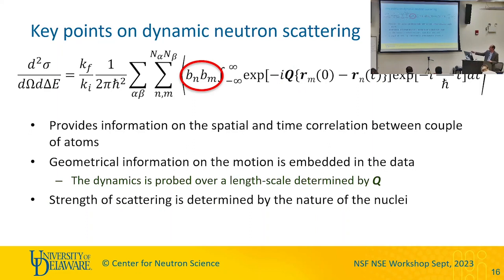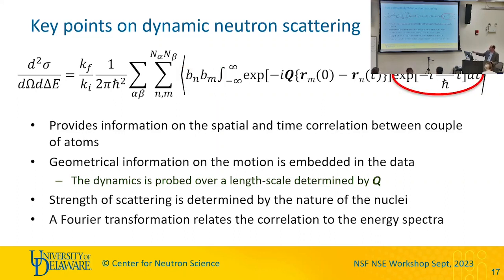Then the other element is that the scattering power of different atoms is given by these scattering lengths, which are quantities that are tabulated. So these are the 3 ingredients that we use to understand our experimental result and relate it to the dynamics in the sample. Okay.